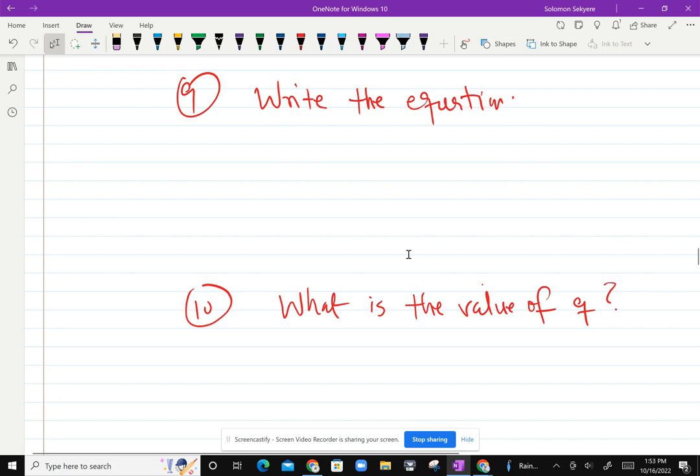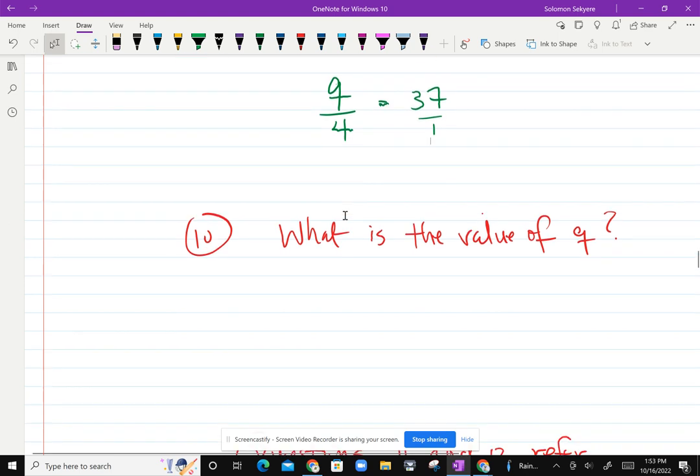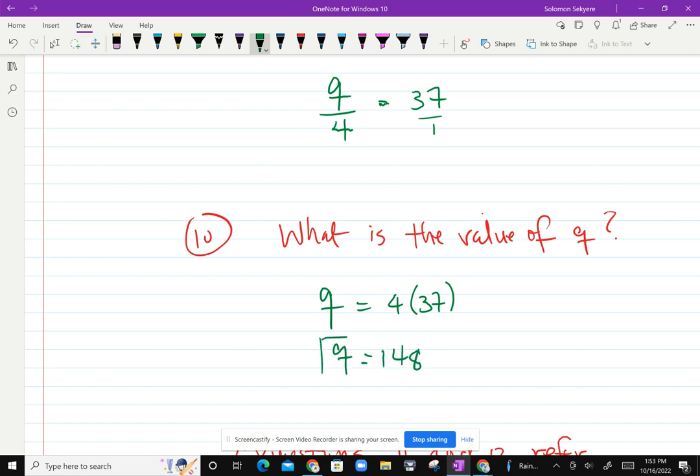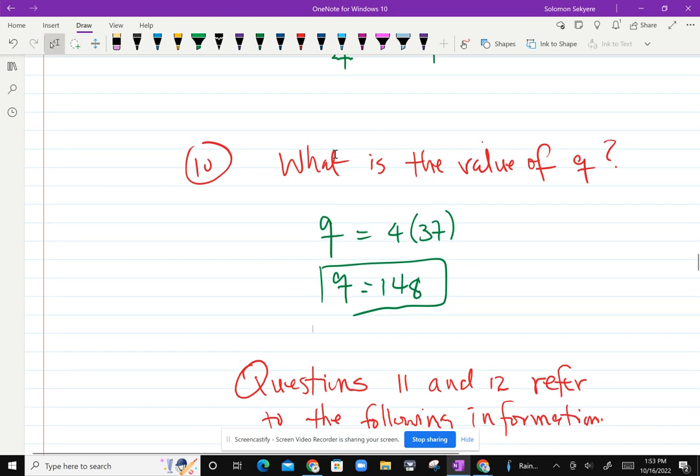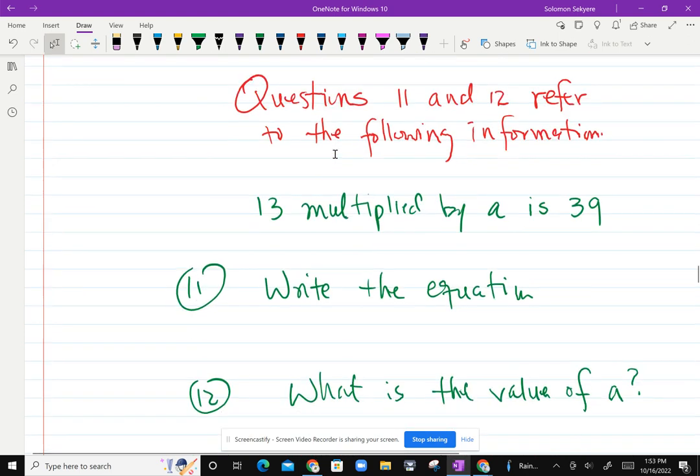Try it first, and then come back and check your answer. Pause the video, try it, come back and check. So what do you get? You get Q divided by 4 is 37. What do you have? The same as 37 over 1, right? Whenever you have something like this, you cross multiply, and you find the value of Q, and you realize that Q equals 4 times 37. And so it is 148. That would be your answer. I have more exercises to come.